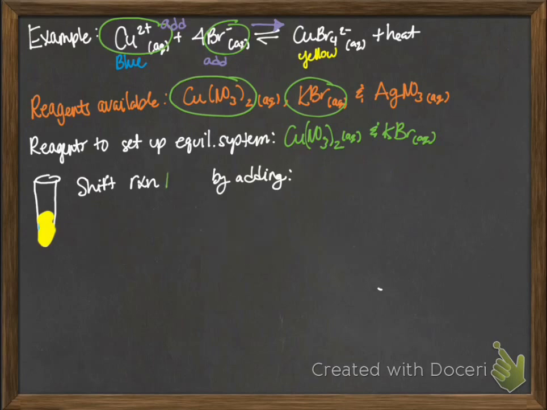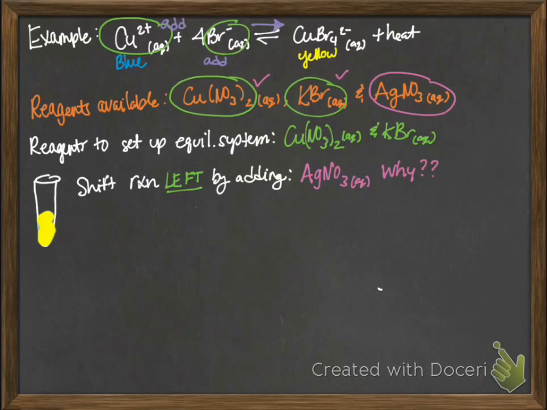All right, so now let's say we want to shift the reaction to the left. So we want to get back to our blue solution. What could we add? Well, the only substance that we have available that we haven't added is our silver nitrate. So if we add that, it's actually going to shift the reaction to the left. And you might be thinking, why is that? What is going on here?